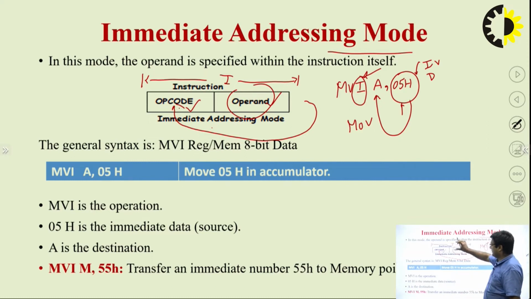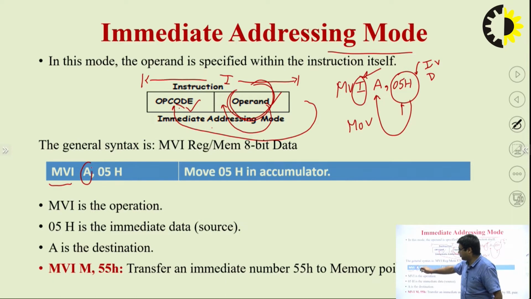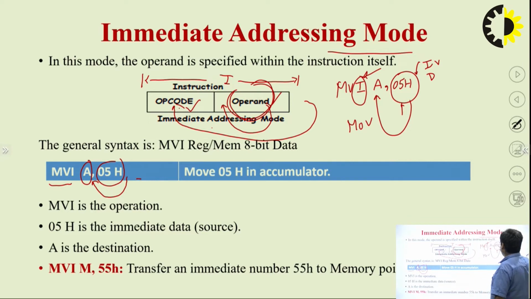In immediate addressing mode, the operand is the immediate value, which will move into the destination operand. So here MVI is the opcode, A is the destination operand, and 05 is the source operand. So the 05 value will move into the accumulator register if we are writing I here. If we delete I, then we have to include the register here. So MVI is the operation, that is the opcode.